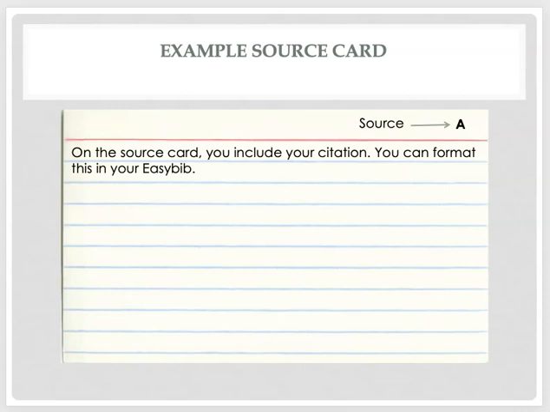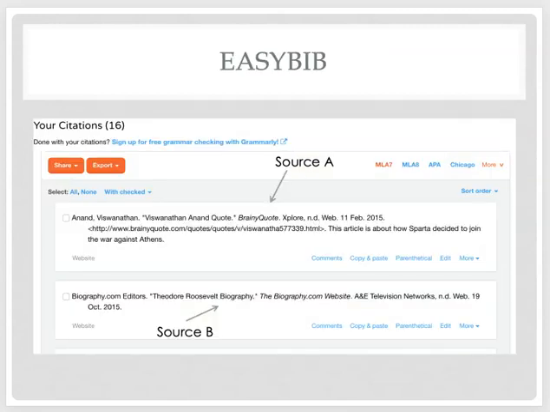On the source card, you include your citation. You can format this in your EasyBib. And so when you go to your EasyBib, this is after you have put your source into the EasyBib for it to format it for you in MLA. And so you'll see source A is Anand, I'm not sure how to pronounce the last name, from Brainy Quote. And it gives you underneath the website.